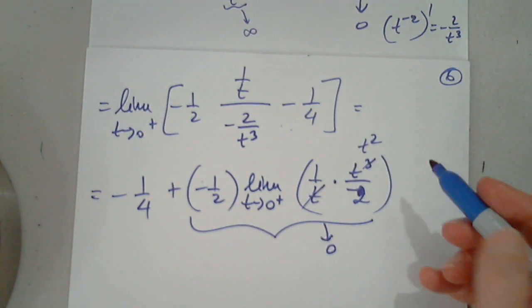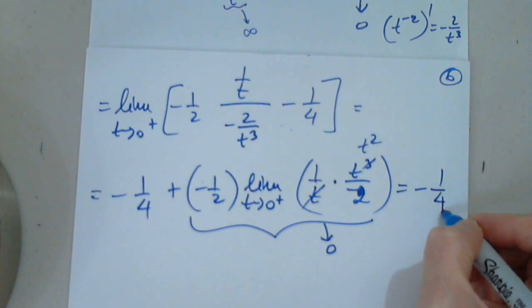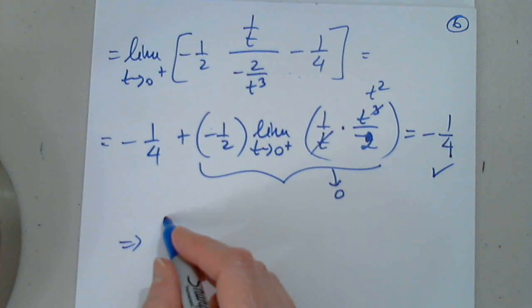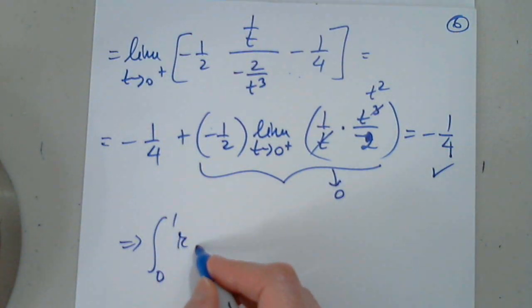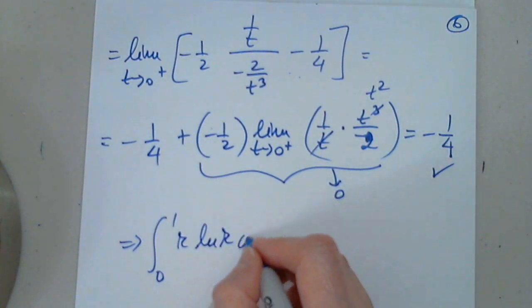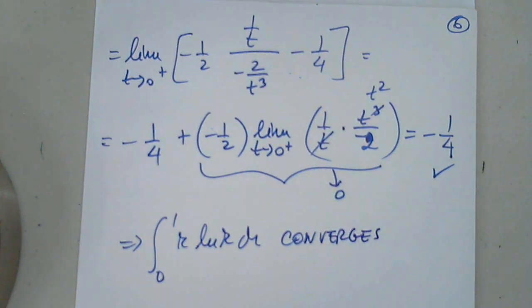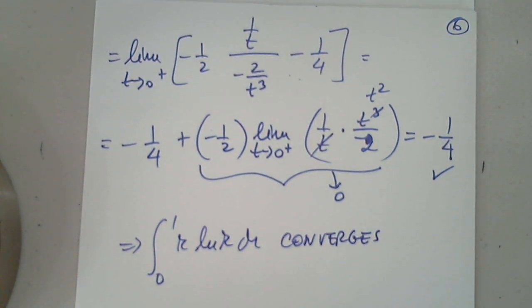0 times -1/2 is 0. So the final answer is -1/4. The limit exists. So therefore we conclude that the integral from 0 to 1 of r natural log r dr converges. I hope this helps. Thank you.